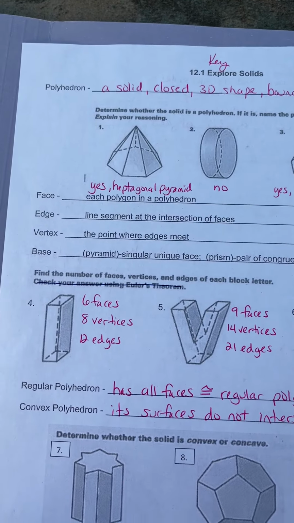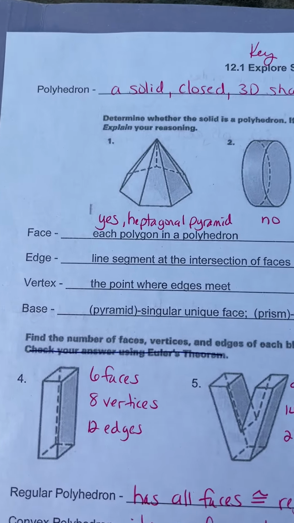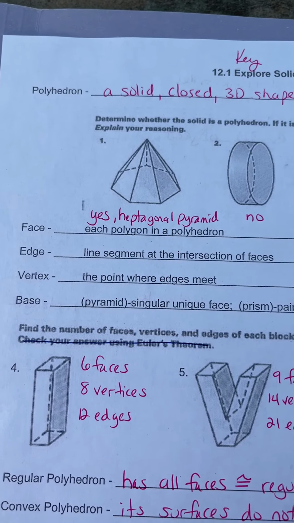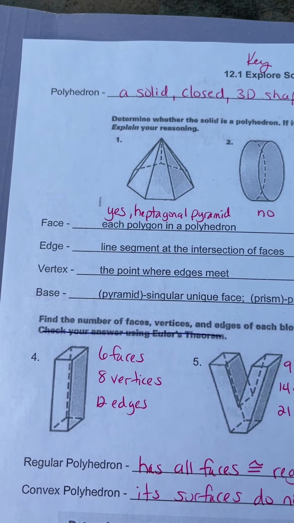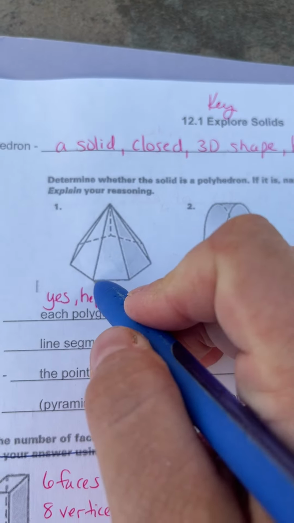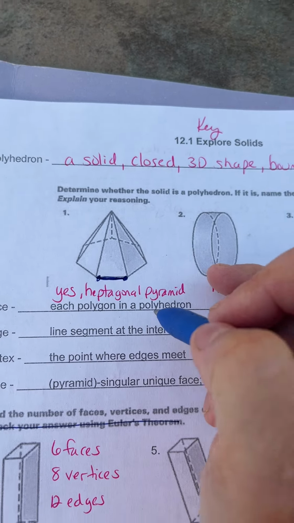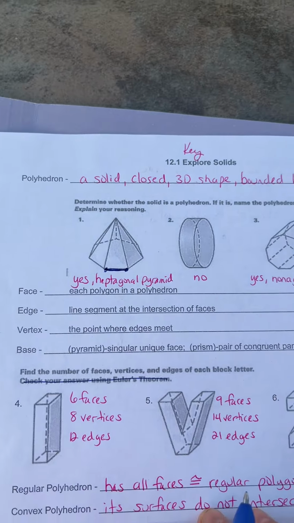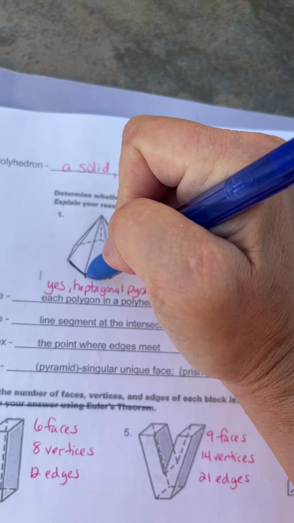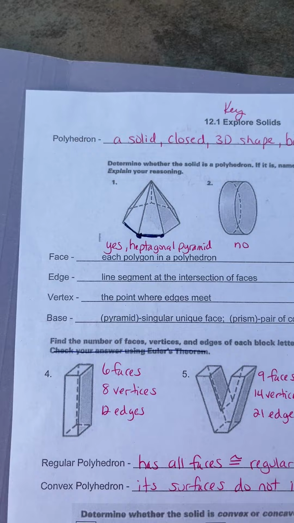Okay, faces. The faces are the polygons that make up the polyhedron. So if you look at that first example, the faces are the triangles that make up the side and the heptagon that makes up the bottom. That's considered a face, a polygon. The edge is a line that joins two faces. So this line right here, from here to here, would be an edge. A vertex is where two edges meet. So if this edge and this edge meet at this point, if you had this in front of you, it would be the pointy points.